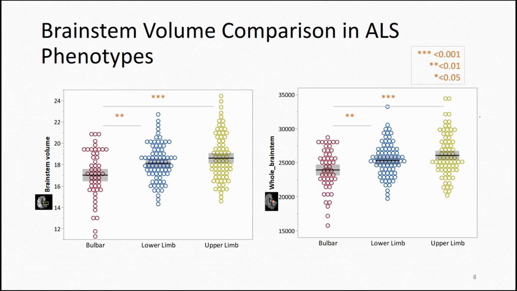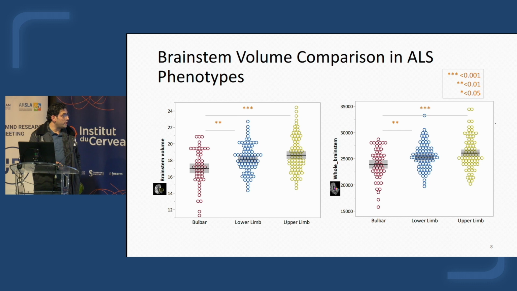Here we are looking at the comparison of the entire brainstem, the whole brainstem, in ALS patients among phenotypes: bulbar, and upper and lower limb ALS phenotypes. Bulbar onset ALS exhibited significantly lower brainstem volume compared to those with lower limb and upper limb onset ALS. This pattern of significant difference between the phenotypes was consistent by both methods of analysis, the AssemblyNet and the FreeSurfer.